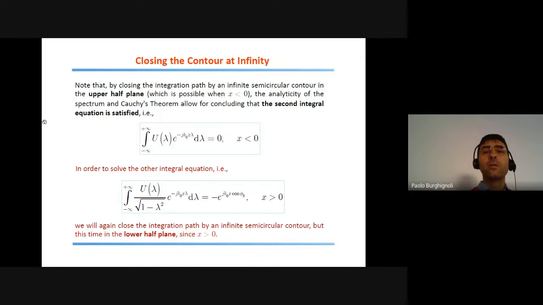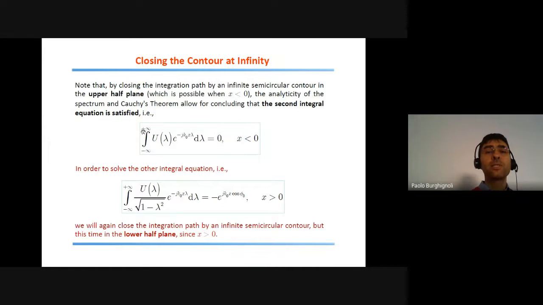Now, note that if you now close the integration path by an infinite semicircular contour in the upper half plane, and this is possible again because x is less than 0, then since the spectrum we now know is an analytic function, and by means of Cauchy theorem, we may conclude that the integral of u of lambda times e^(-j k0 x lambda), evaluated by closing the contour at infinity, is equal to 0.